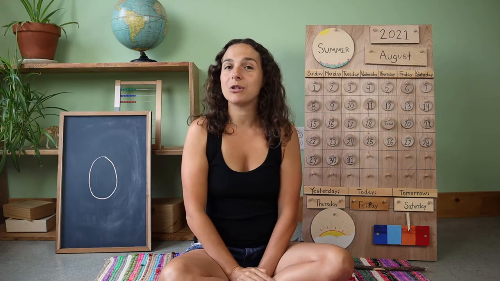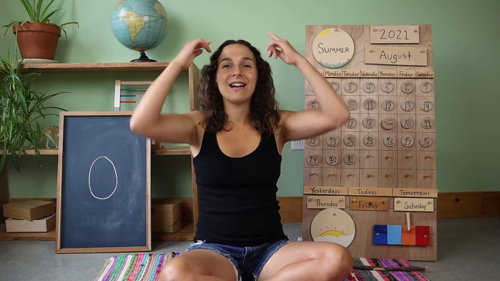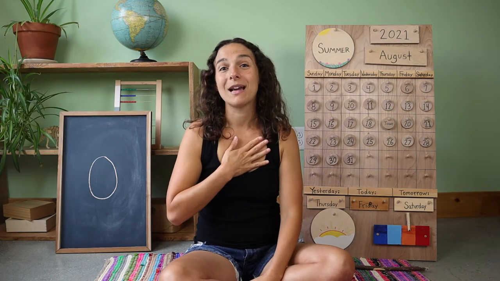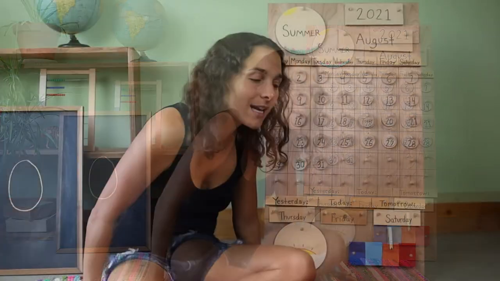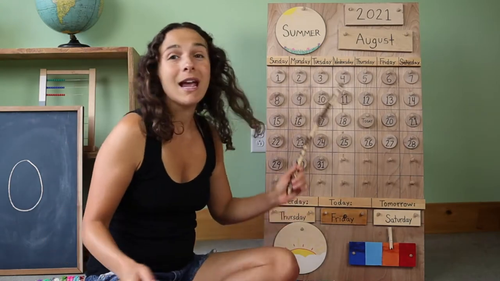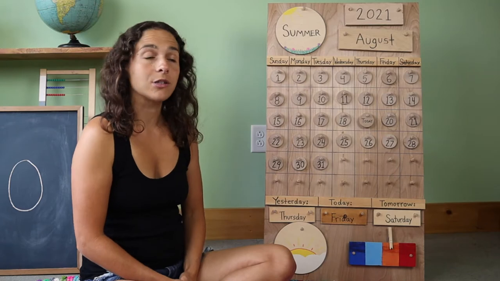So let's do a double check. Listening ears are on, thinking hats are on, hearts are all warmed up. Now we can get started. I have my pointing stick, and behind me, we have the calendar and weather chart. So let's go over the date first.